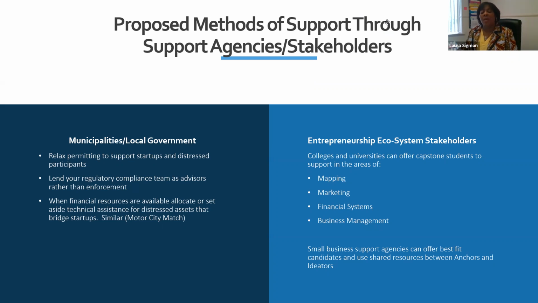Now, we need other supports. We need the facility to practice, and we need the practitioners who need to practice. But we need other ecosystem participants to support us as well. So I have a few options for proposed support, one through municipalities or local governments, as well as entrepreneurship ecosystem stakeholders. I would like to see municipalities relax permitting to support startups, right? If the building already has a certificate of occupancy, if its insurance is already in place, meaning the commercial kitchen is already licensed, the participant has all the ServSafe criteria, then let's say the permitting and licensing and regulatory compliance is in place.